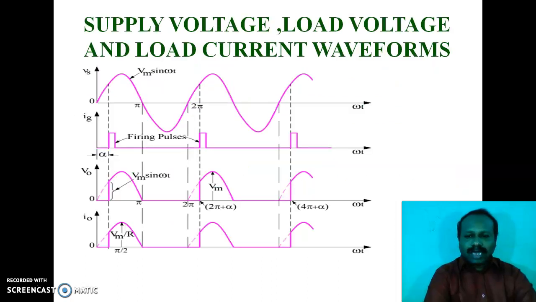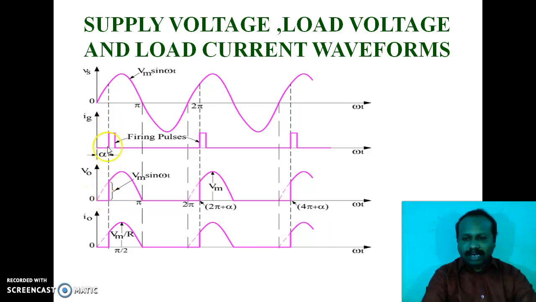So this diagram shows the supply voltage, load voltage and load current waveforms. Here this Vs is the supply voltage waveform. Already I explained this input voltage waveform, source voltage and these firing pulses. So here, after the application of the gate pulse, after this delay angle alpha, only then the thyristor will start its conduction. Up to that, the output voltage is 0.